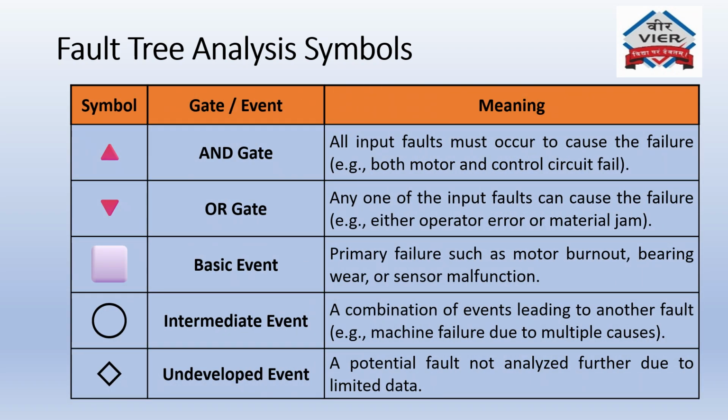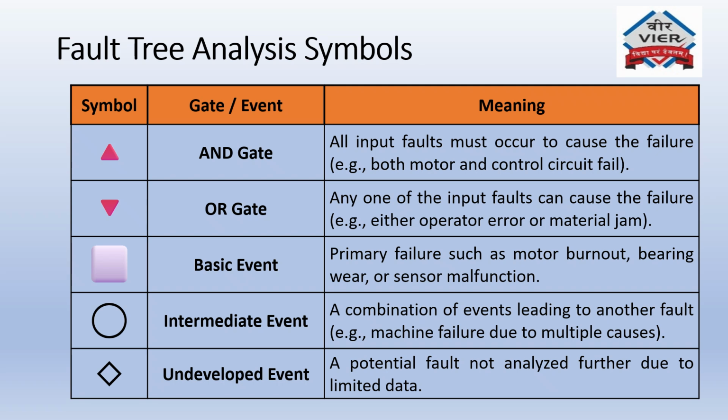So basically, fault tree analysis uses these symbols. The first symbol is the AND gate, which indicates that all input faults must occur to cause the failure. For example, both motor and control circuit fail. The second one is the OR gate. Any of the input faults can cause the failure, meaning either operator error or material jam. Then the basic event, the primary failure such as motor burnout, bearing wear or sensor malfunction.